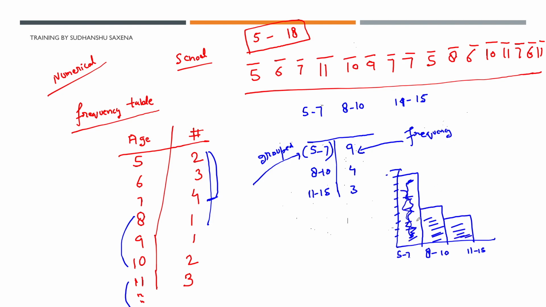So you can see over here now this kind of graph, which we have seen so far, is called a histogram. And a histogram is all about the group frequency.